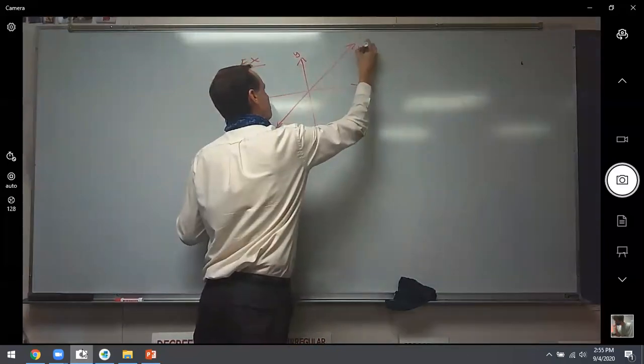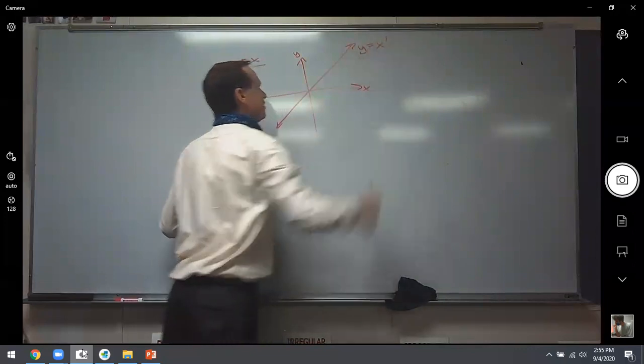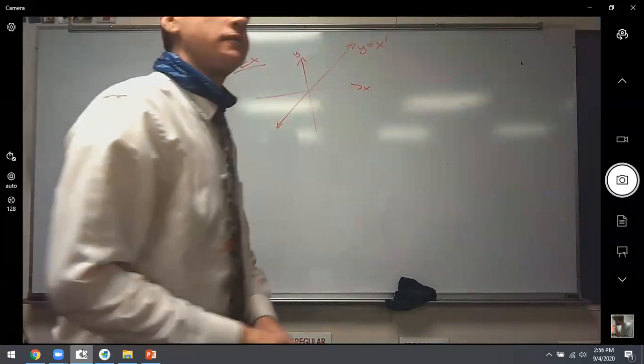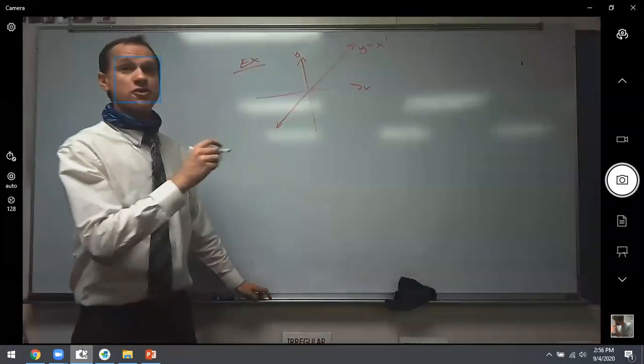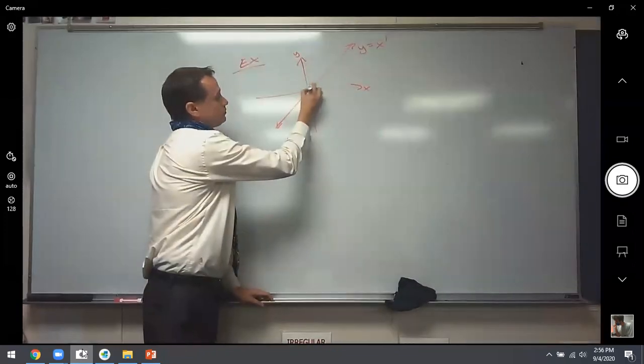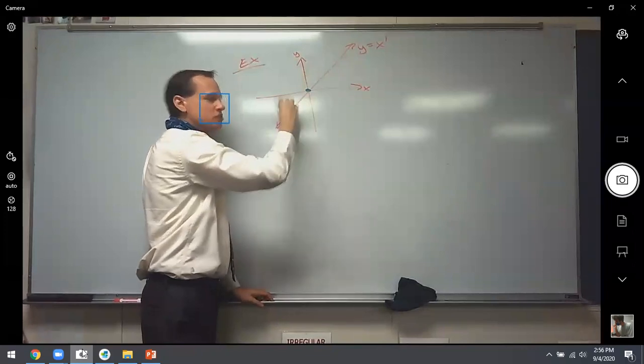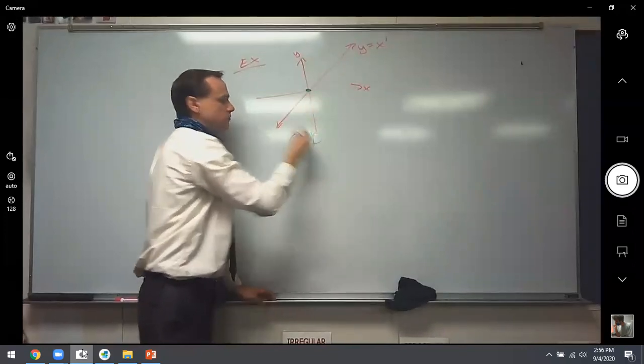Now, this is the most boring linear thing I can think of. Y equals x to the first. What's the definition of an odd function? You just wrote it down. What'd you write down? Across the origin. So here's my origin, right? If I took this and flipped it over, would I get the same thing? Yes, I would. So it's odd.